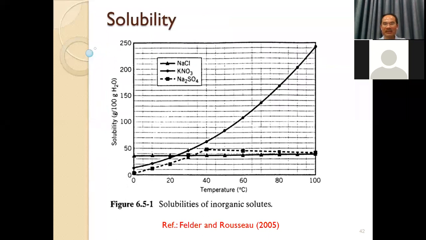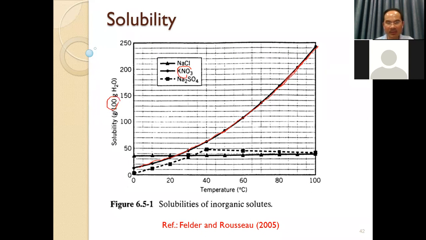I gave you some examples of solubility: sodium chloride, potassium nitrate, and sodium sulfate. Potassium nitrate shows a strong increase in concentration with temperature. If you increase the temperature, solubility increases. This is the solubility of potassium nitrate dissolved in 100 grams of water.